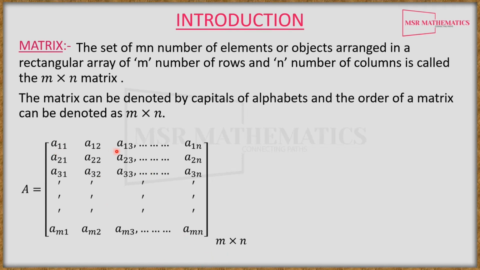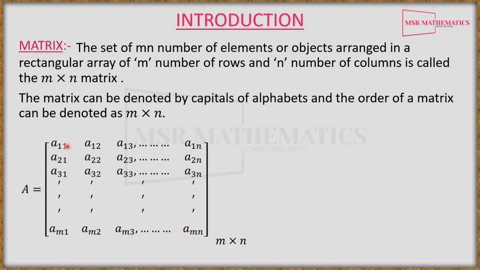Here these are all rows. Here this is first row, this is second row, this is third row, etc. up to mth row. In the similar way, this is first column, this is second column, this is third column, etc. up to n number of columns. So this is an m cross n matrix. Here these are all known as rows, and similarly the columns go up to nth column.